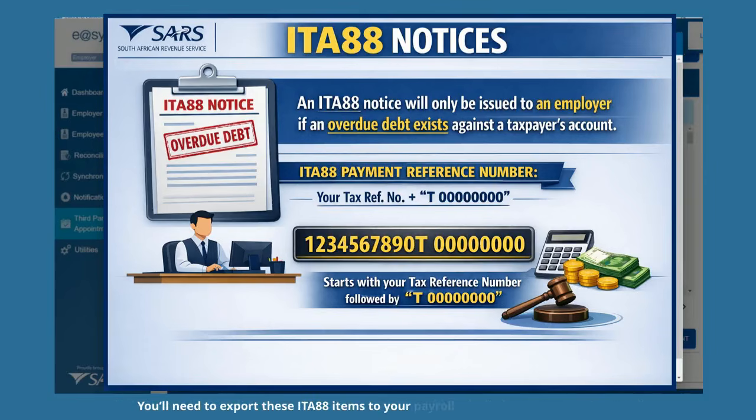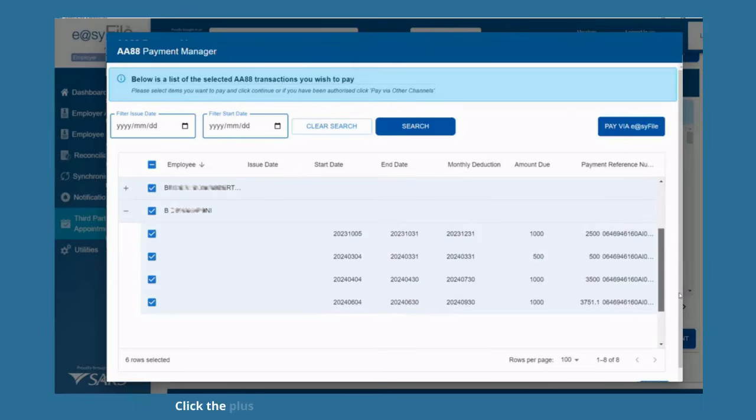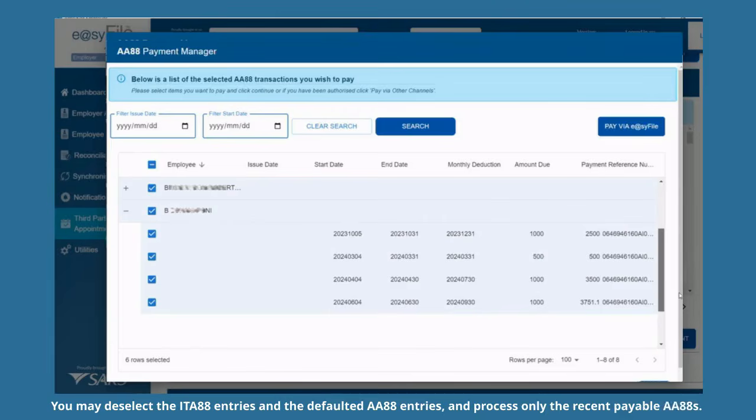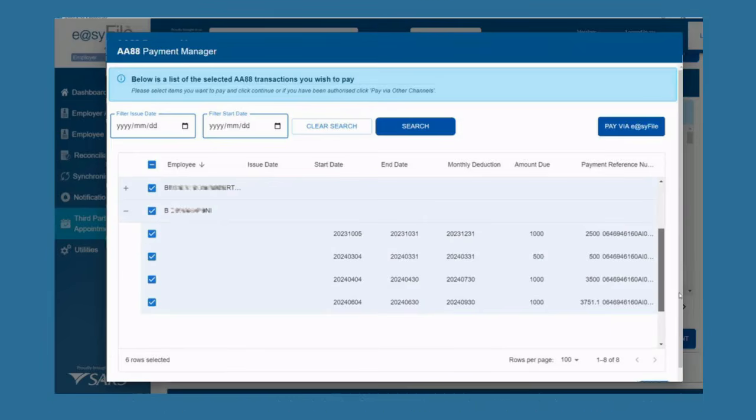You'll need to export these ITA 88 items to your payroll file for manual processing. For instructions on how to export, refer to page 19 of the third-party external guide. Click the plus sign to review the payment details for each employee. On this screen, you may deselect the ITA 88 entries and the defaulted AA88 entries, and process only the recent payable AA88s.